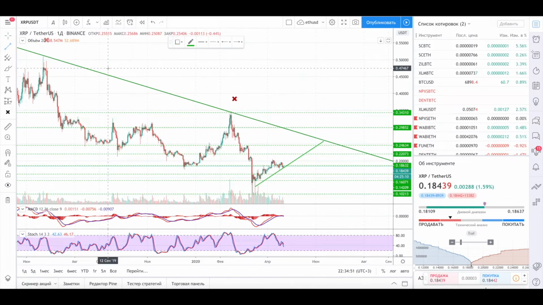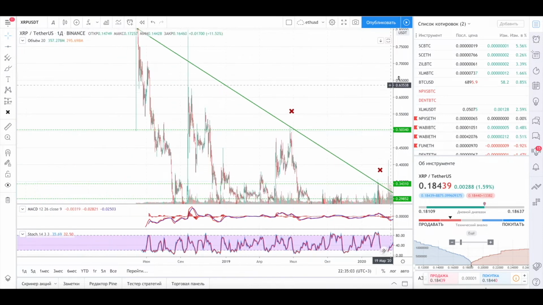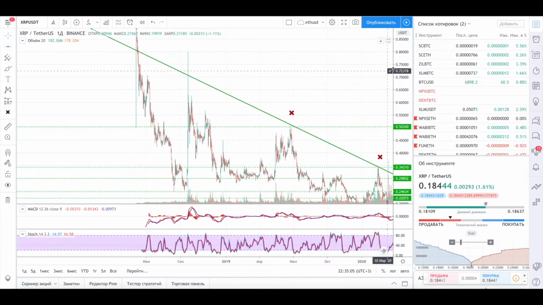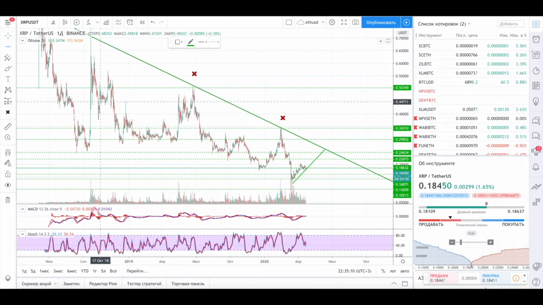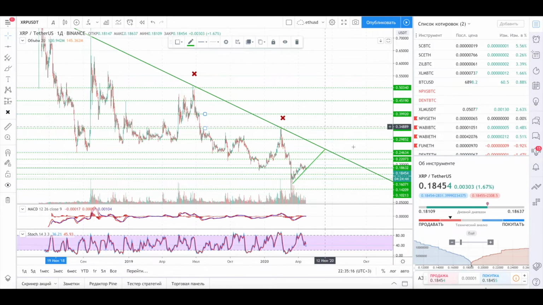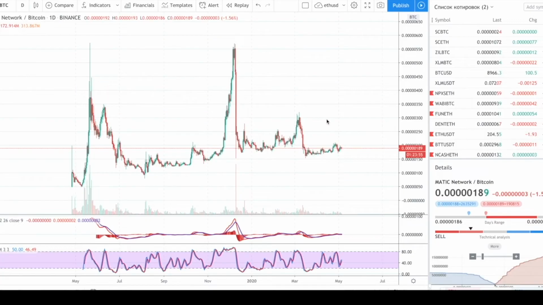In any case, you can enter the coin now only with a short stop loss, because in this market there can be unpredictable scenarios. But in any case, you can enter the coin now, because in the short term, in any case, the price will reach this trend line.